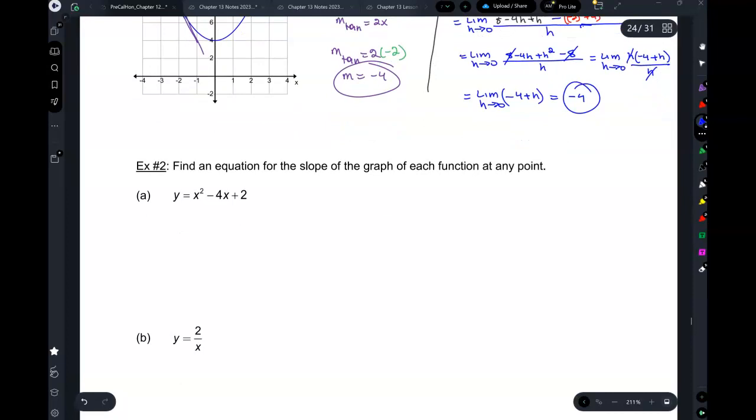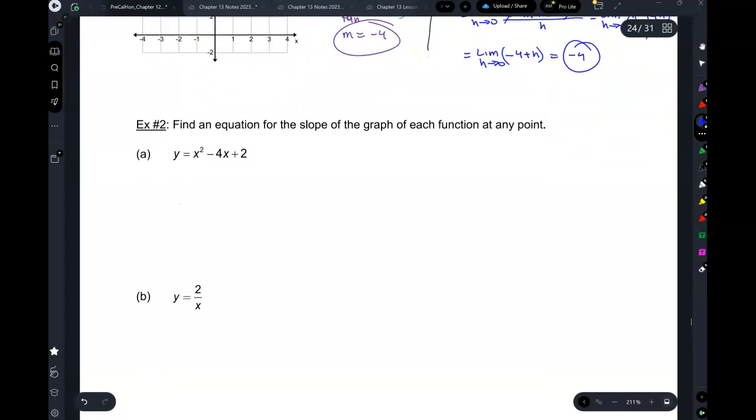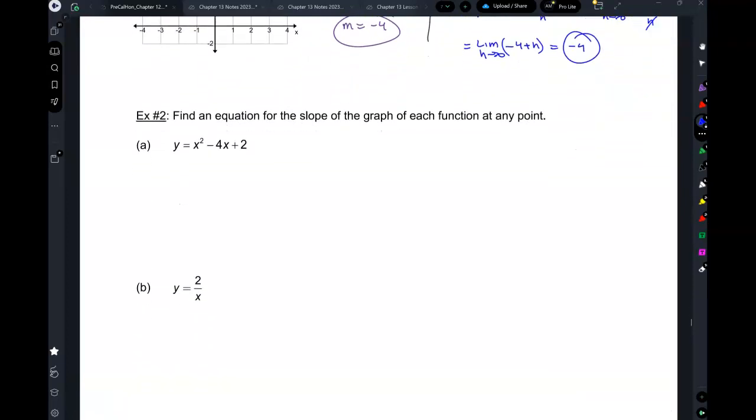Okay, so let's go ahead and do a couple more. Let's do this one. I'm going to do it using the first method. The equation at any point, so again, I need f of x plus h with the limit, minus f of x, over h. So let's do that. I'll do it before here.